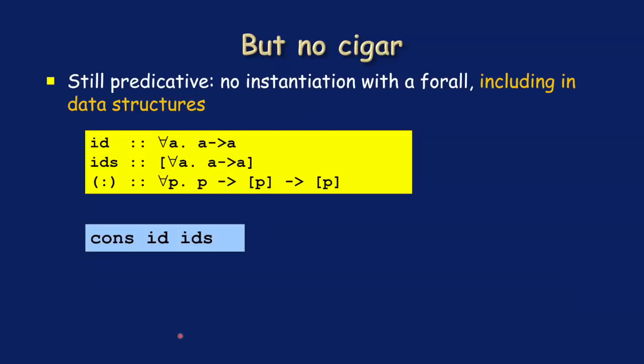And here's another: you might want to have data structures that contain polymorphic functions. So supposing I had a list of polymorphic functions, ids is somehow in the environment with type list of forall a. a -> a. What could I do with such a list? Well, I might want to cons something onto it. So I might want to say cons of id, that is the identity function, to ids. What could be simpler than to add a polymorphic identity function to the front of a list of polymorphic identity functions? But we can't do this because we would have to instantiate cons.